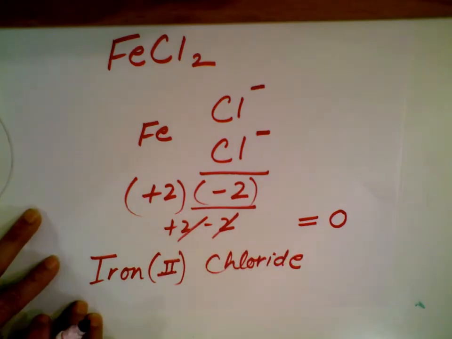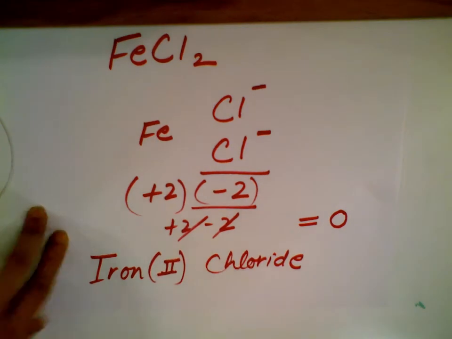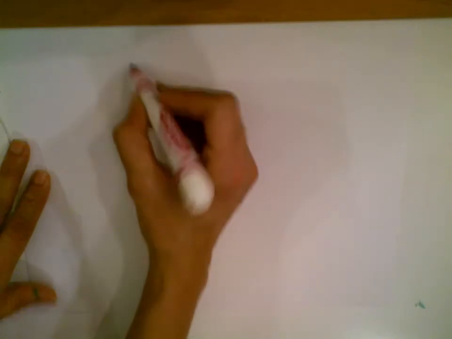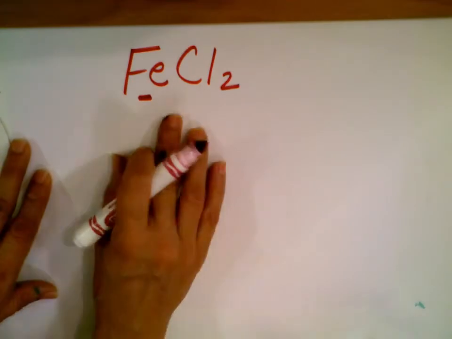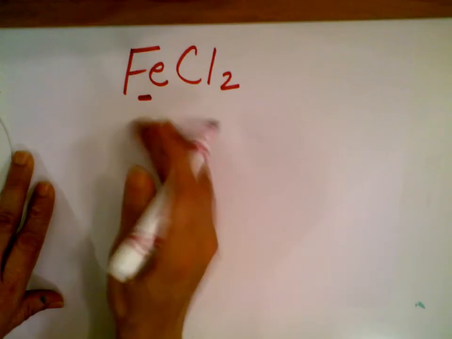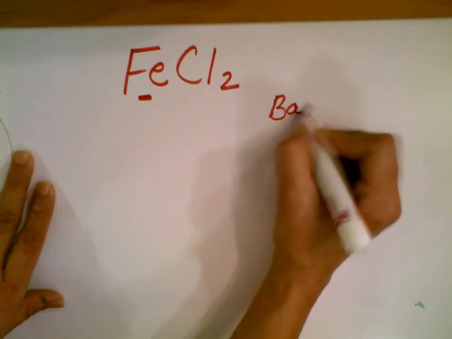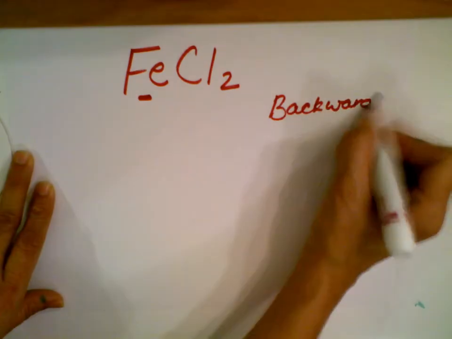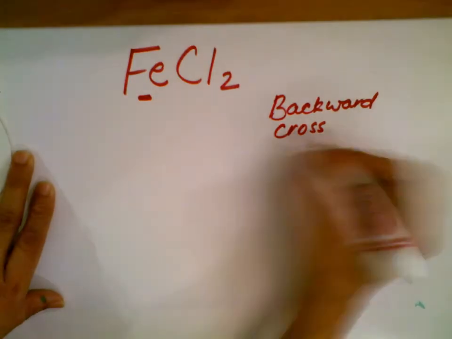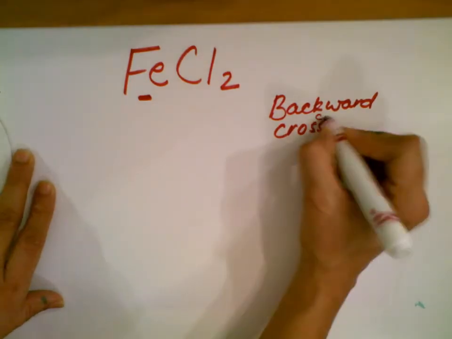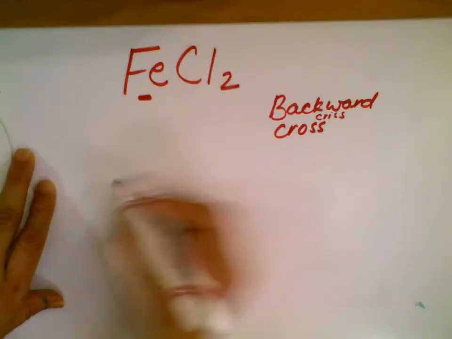So what else you can do is, this is called backward crisscross. You can use that. Remember, this is a compound, so compounds are neutral. But we have to figure out the charge. This technique may not work sometimes. So, backward crisscross.